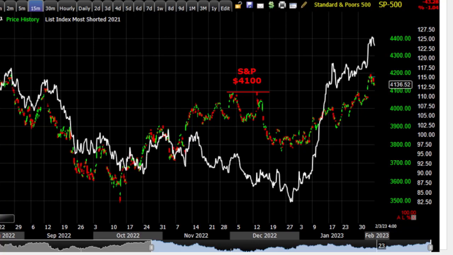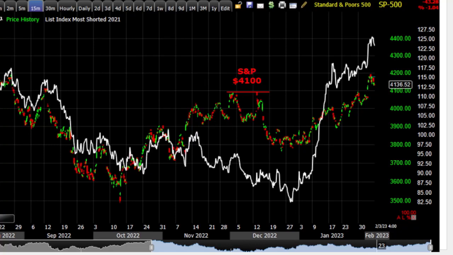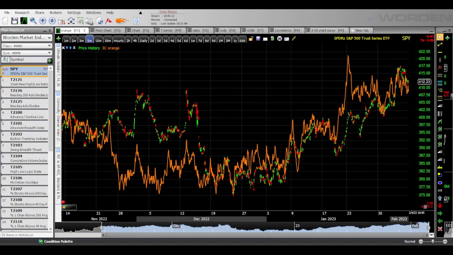3C stands for: compare, compare, compare. So you're dead on right when you say that. Yes, the more time frames that align and the more assets that align, the stronger the signal and the higher the probabilities. So I'm going to transition over to 3C here.